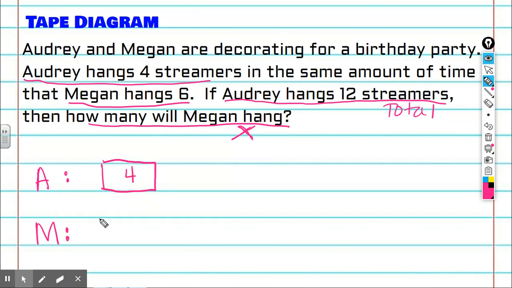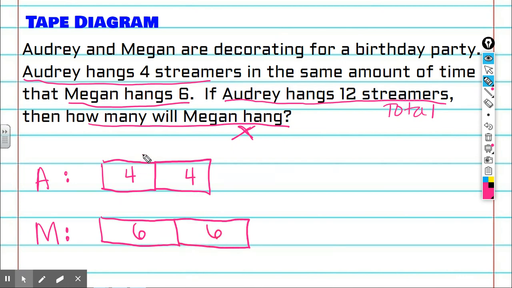while Megan hangs 6. Audrey hangs another 4 streamers, then Megan would hang another 6. So Audrey is at 8 streamers. We added, and Megan is at 12. We know that Audrey hangs a total of 12, so she's going to hang another 4. 8 plus 4 equals 12. So that is Audrey's amount, which is told in the story problem.